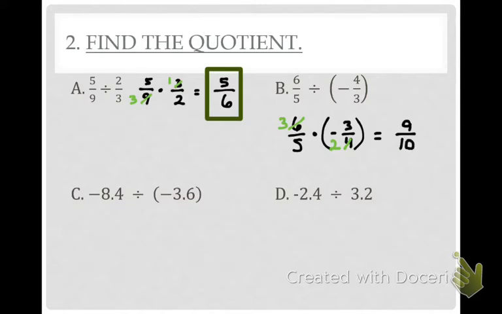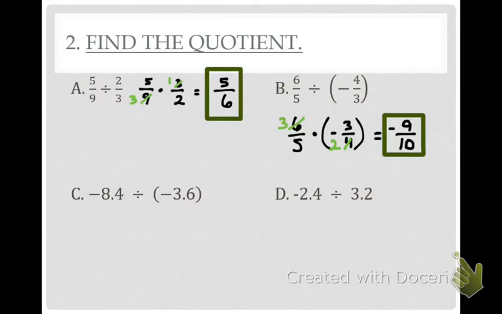Now if I see this and I look at my original problem, I have one negative fraction. So should the answer be positive or negative? It should be negative because remember, whenever you have an odd number of negative signs, your answer will always be negative. Any questions about how to use the KFC method with dividing fractions? All right, we're going to go on to the next part.